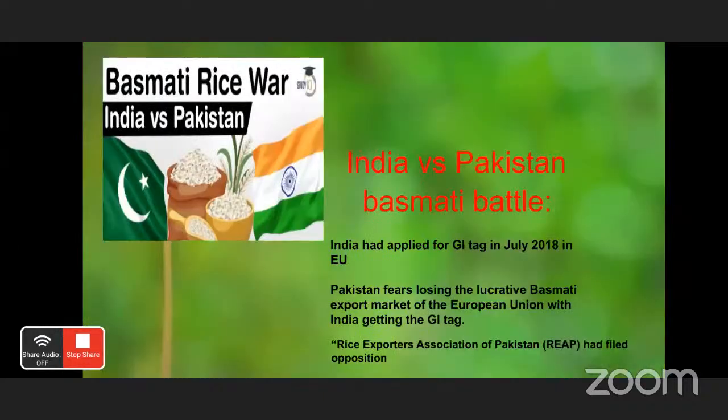After obtaining the GI tag, India applied for GI registration in July 2016 in the European Union, because I have already mentioned that GI is a territorial right. If we want protection here in India, we have to register it here. If we want protection in Europe, we have to file GI registration in the European Union. That is why, after obtaining the GI tag in India, India filed the GI application in 2018 in the European Union.